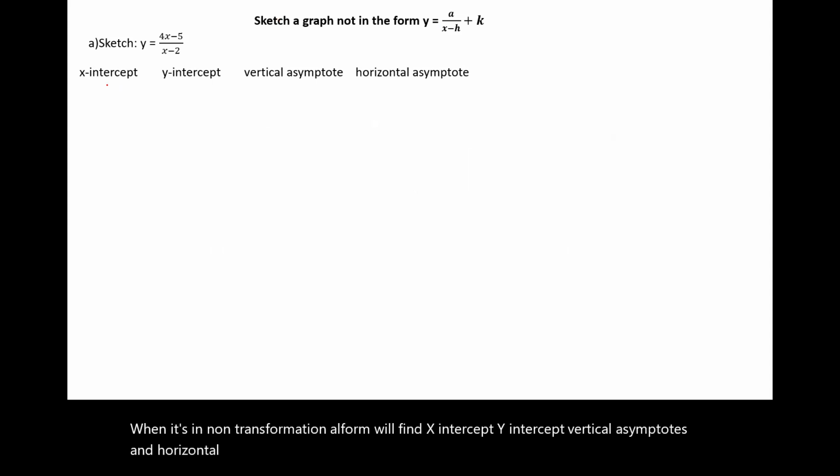So the x-intercept is what makes y equal 0. When you have a fraction, the only thing that can make y equal 0 is when the top equals 0. So you're asking yourself, what would make that equal 0? And the answer is 5/4. Your y-intercept, let x equal 0. I've got -5/-2, or 5/2.